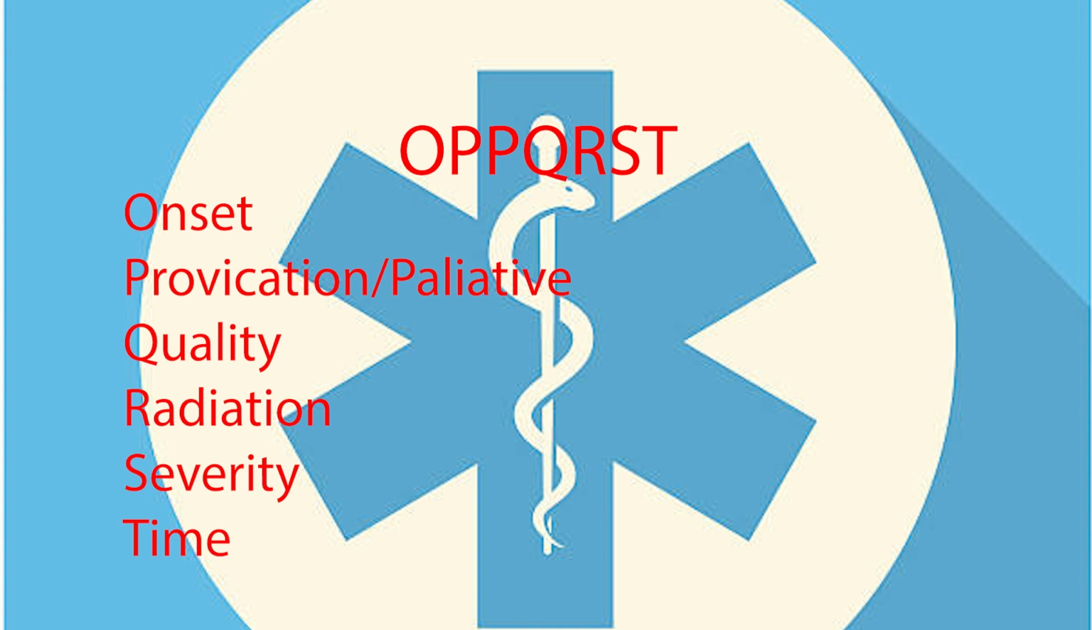So when did whatever the issue start, onset? What makes it worse? Provocation. What makes it better? Palliative. And then Q is quality. Doesn't mean it's high quality or low quality. It's a descriptor of what the pain feels like. Like, is the pain a crushing pain, a stabbing pain, a burning pain, a tearing pain? Those are what's referred to as quality.